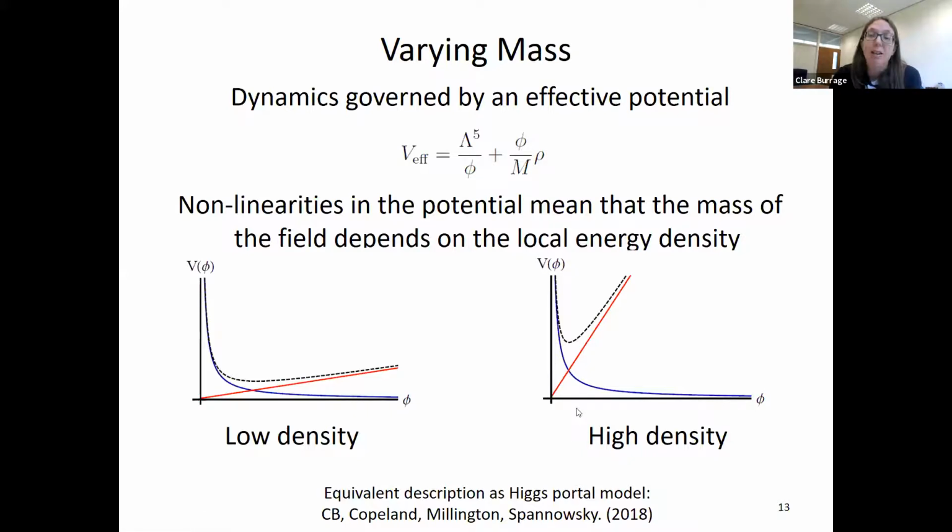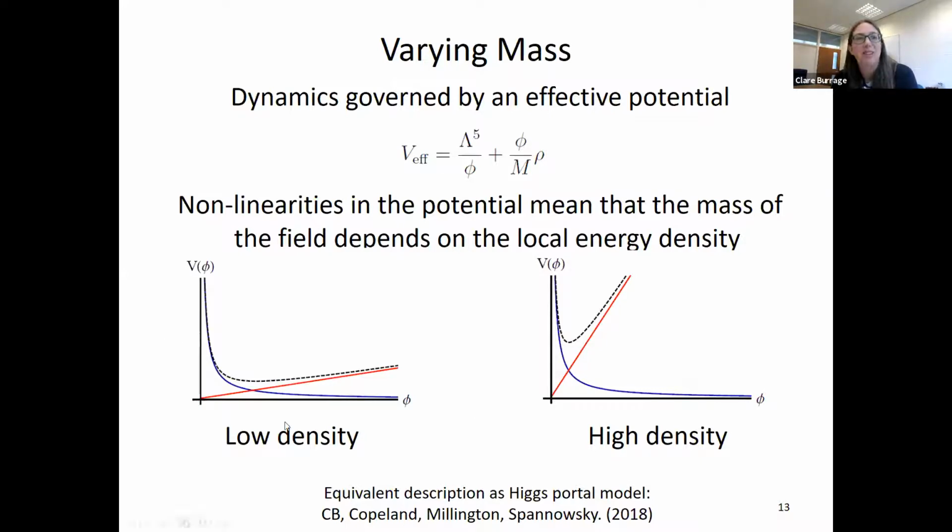And more importantly, the steepness of the potential around that minimum is such that the field is much more trapped in that minimum. The mass of fluctuations around that minimum is much larger in a high density environment than in a low density environment. So this is, as we've talked about, one way that you can imagine getting some non-linearity into your theory that helps explain why you can have significant effects on cosmological scales, but negligible effects in the laboratory.